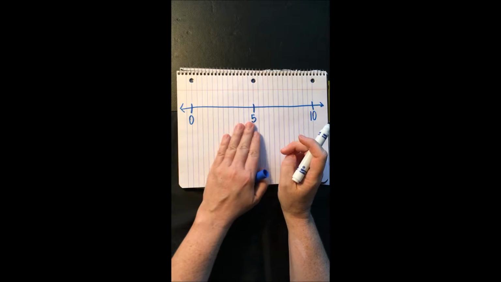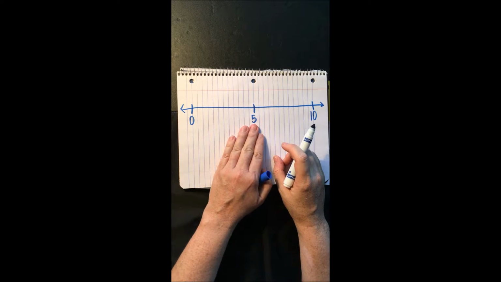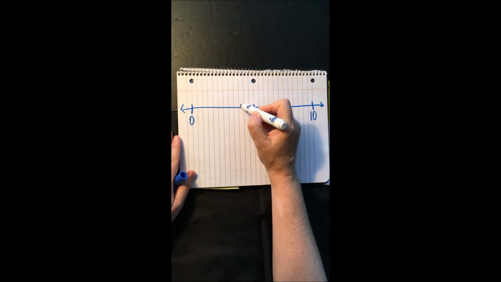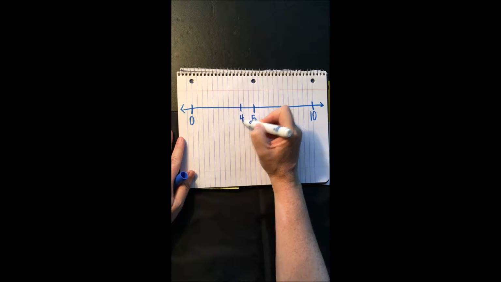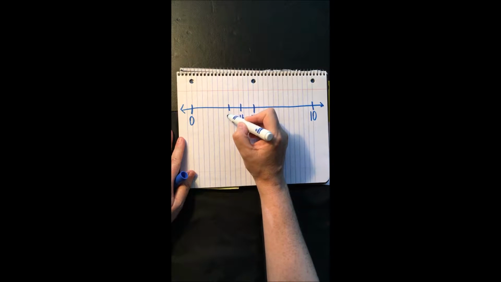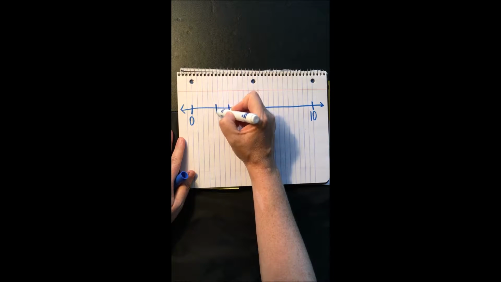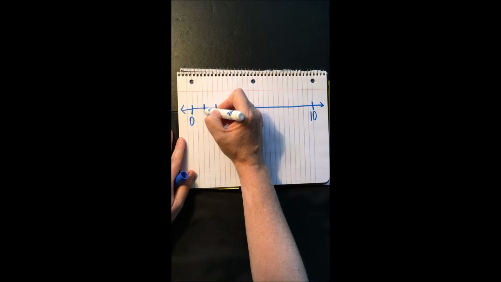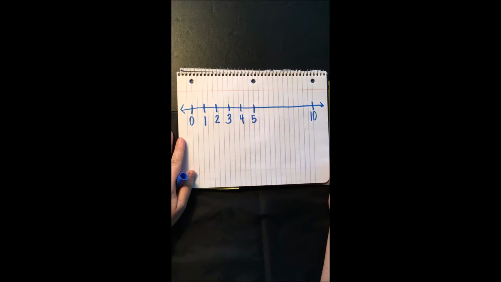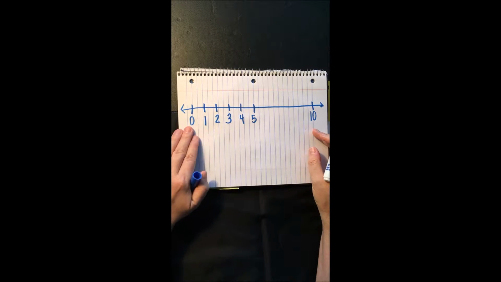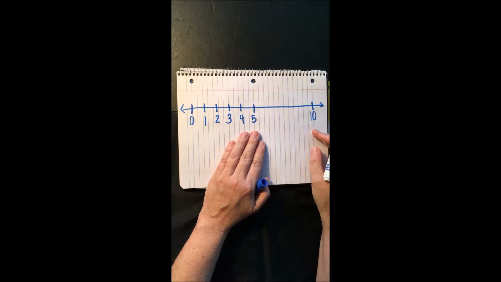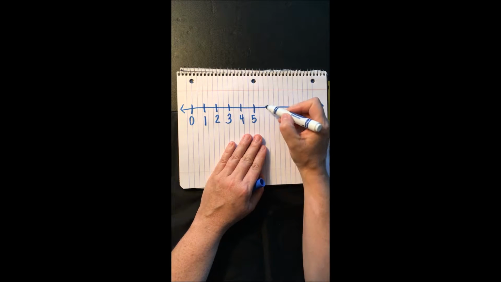If I went backwards 1, if I subtracted 1 from 5, what whole number would I be at? It would be 4. And if I subtracted another from there, 3, and another from there would be 2, and another from there would be 1. So now I have my whole numbers, 0, 1, 2, 3, 4, and 5 on this side. And of course, for the student it's very easy.